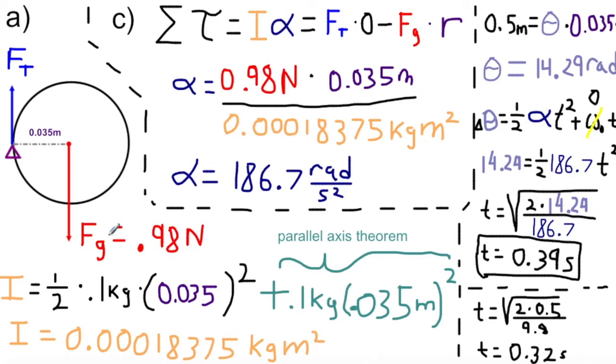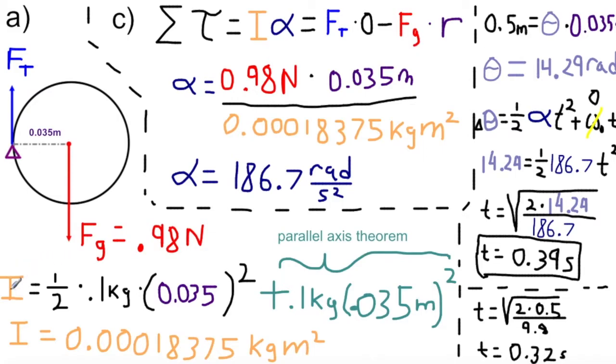I went ahead and calculated the force of gravity because we're going to need it. It is a 100-gram yo-yo, so that's 0.1 kilograms. 0.1 times 9.8 is 0.98 newtons. I also figured that since the yo-yo is unwinding, we're going to have to use the sum of the torques equals I alpha. So we're going to need the moment of inertia, I. Let's go ahead and calculate that now.